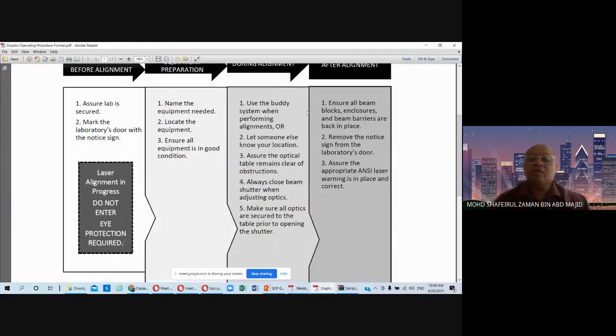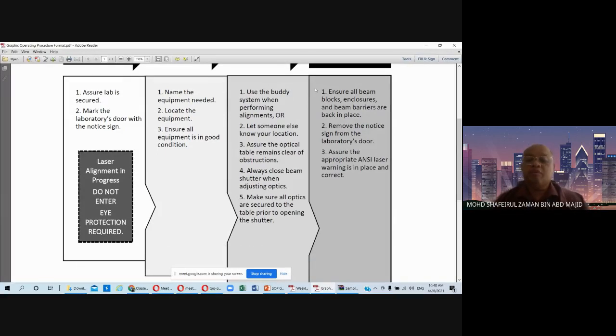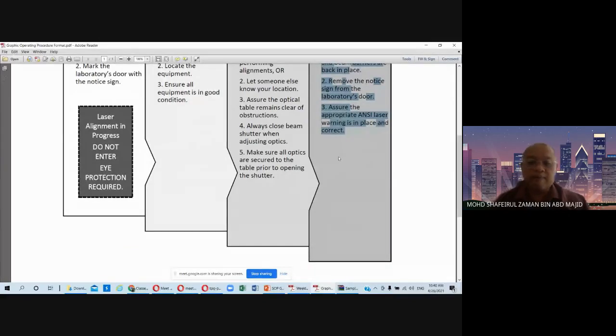Next, you have after alignment here, the last or final procedure. You have the procedures listed, and then you are going to put the image. So this is the graphic operating procedure.